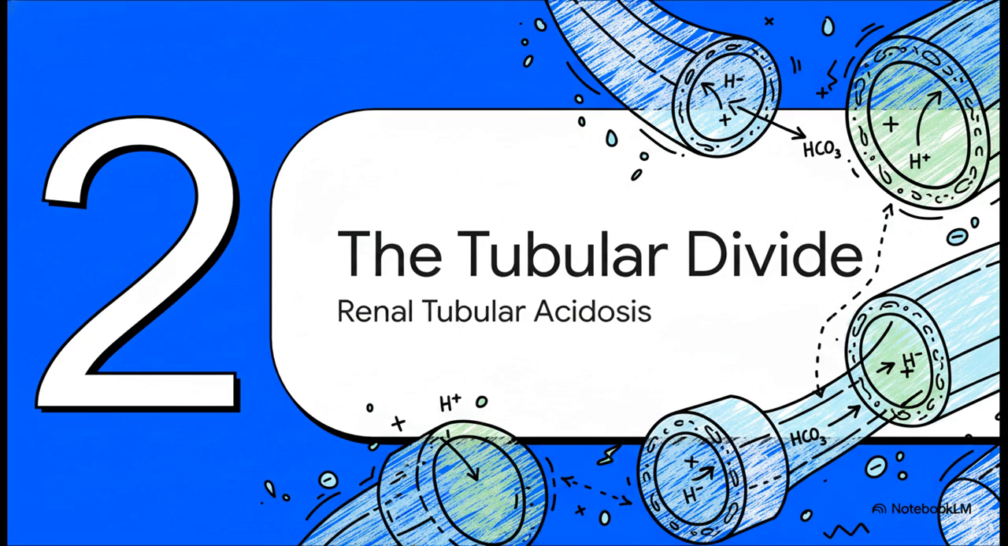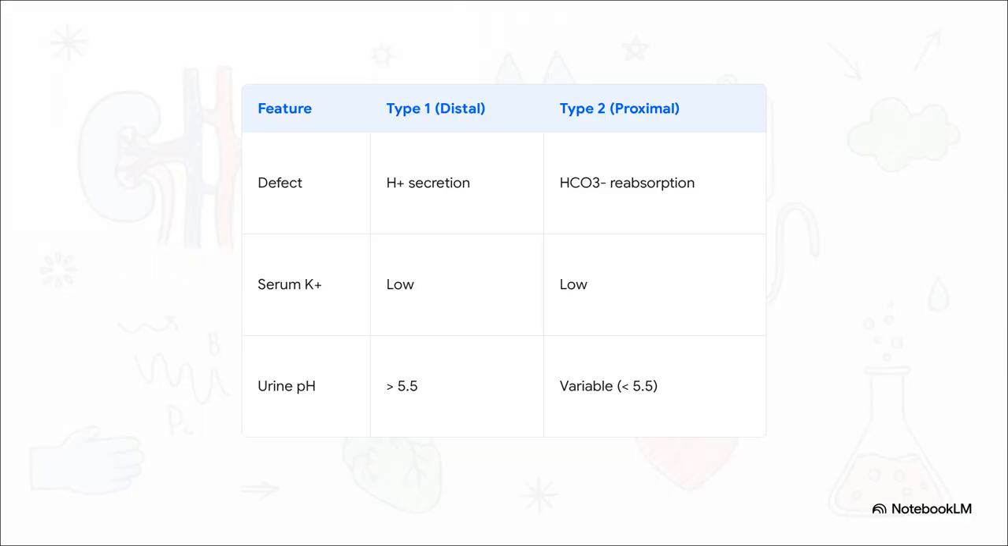Okay, moving on to Section 2, the tubular divide, renal tubular acidosis. When we're evaluating a normal anion gap metabolic acidosis, or NAGMA, we have to map out the tubular transport barriers. The diagnostic dividing line is really fascinating.